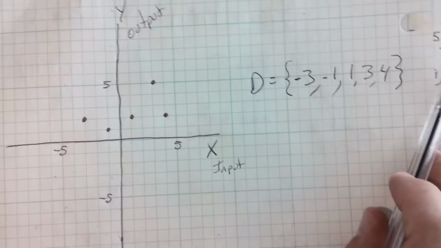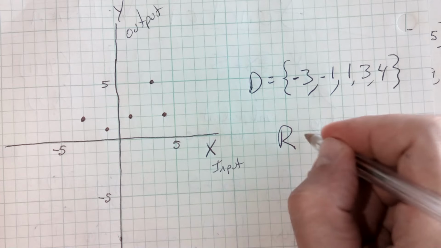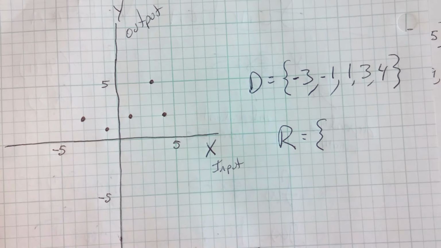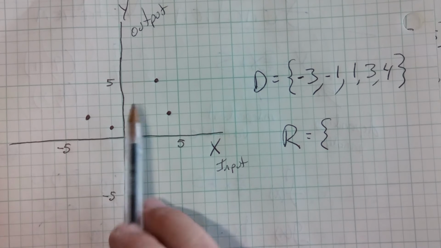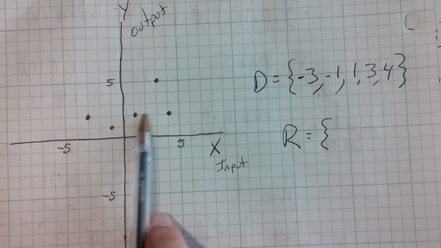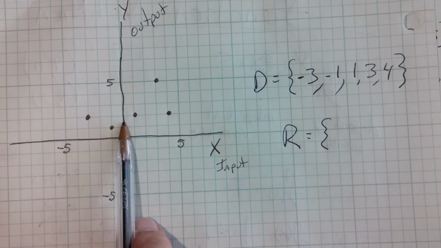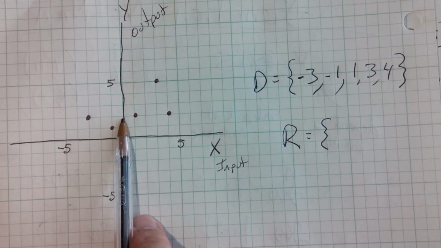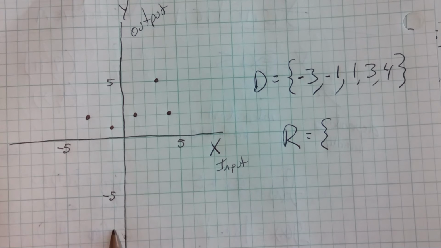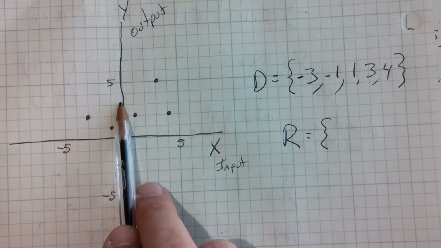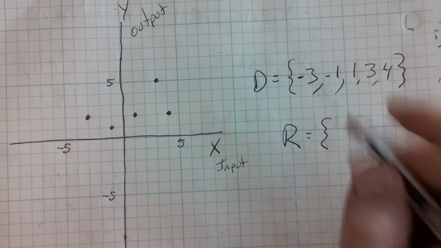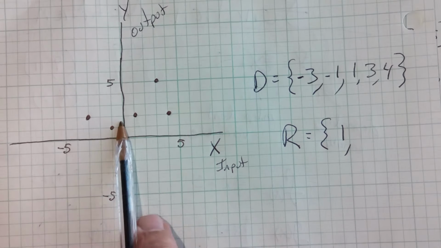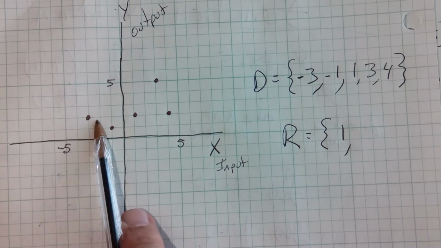But now let's do the range. Now, if you'll notice something about the range, I really only have 3 range values. Even though I have 5 points, 3 of the points share the same Y value, the same output. So I do not need to list them 3 times. I just start down low and I work my way up till I get to the first point I come to. And it has an output or a Y value of 1.